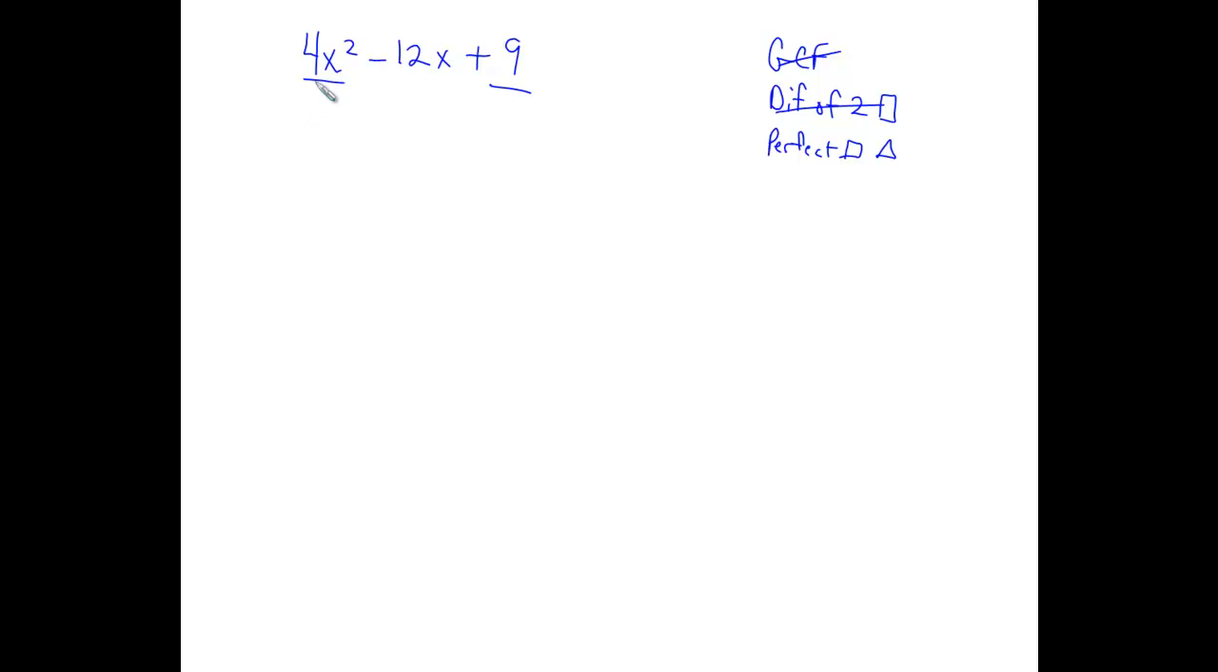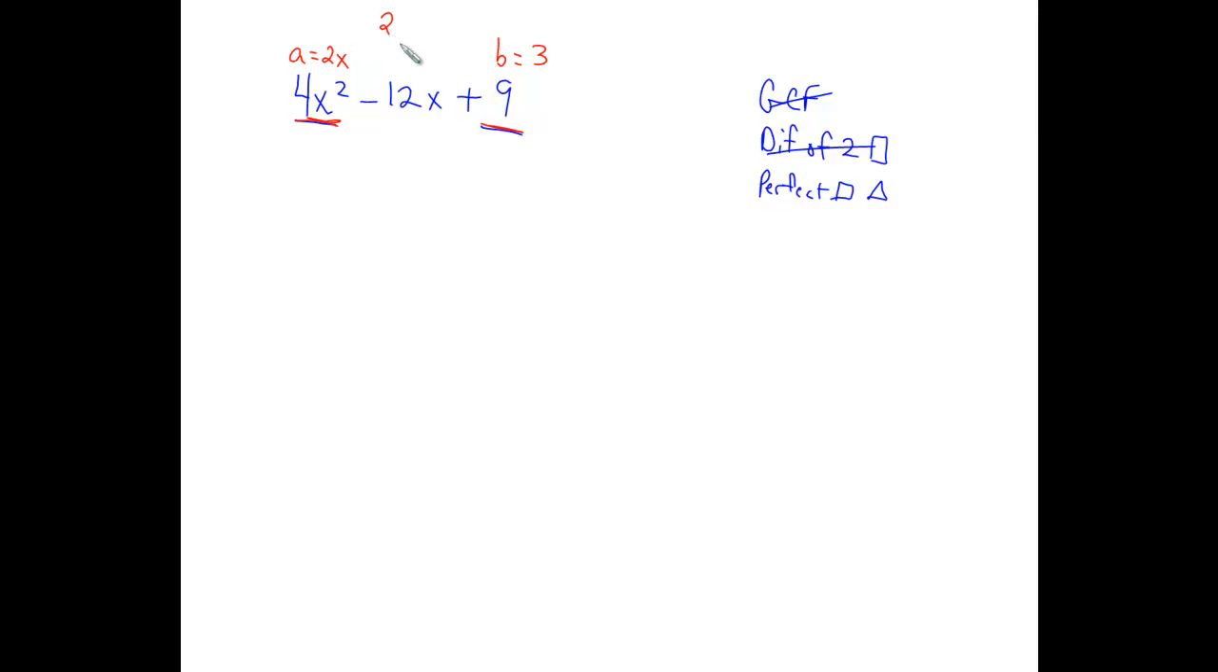So what I look for is the first and last term. Can I take a perfect square root of these terms? Well, the square root of 4x squared is 2x. The square root of 9 is 3. The next thing I look for is if I multiply 2 times these terms, do I get the middle term back? And 2 times 2x times 3 is 12x.